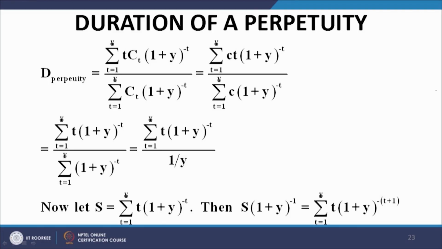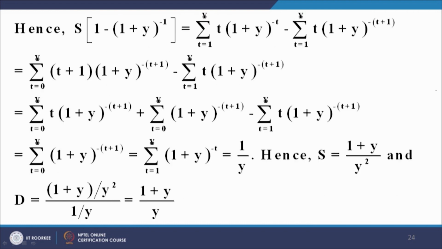Duration of a perpetuity, this is again quite simple. It is essentially a summation exercise of an infinite geometric progression. I will leave it as an exercise to the mathematically oriented learners, but as I repeat, it is simply a summation of an infinite geometric progression, and the result that we get is here.